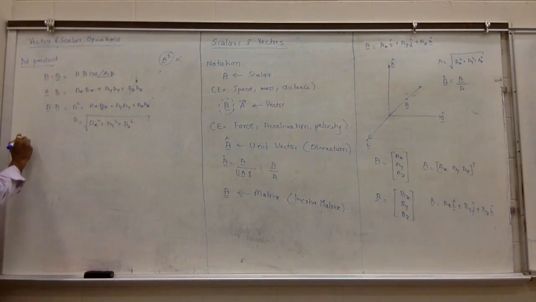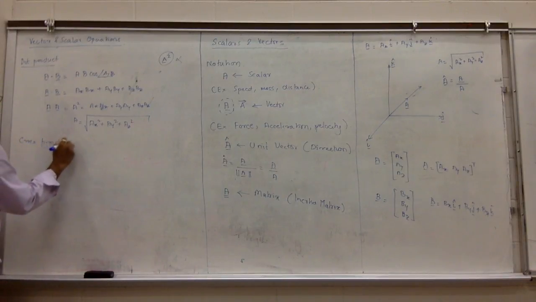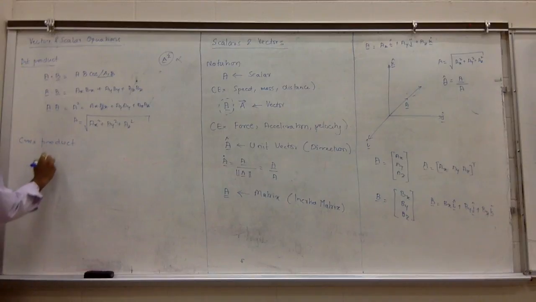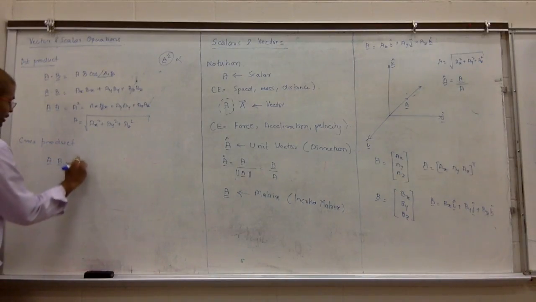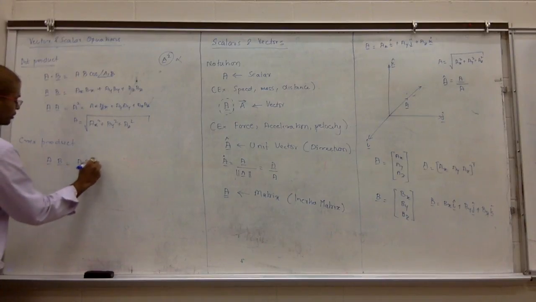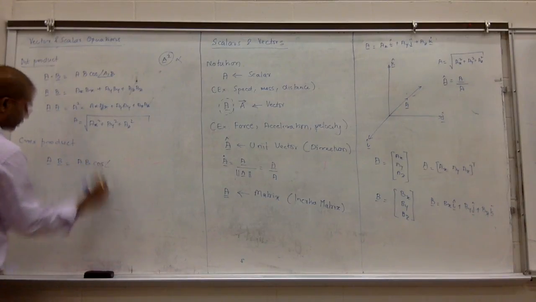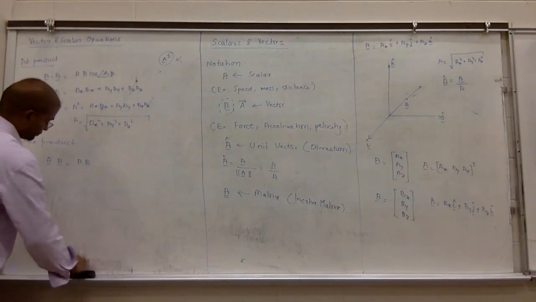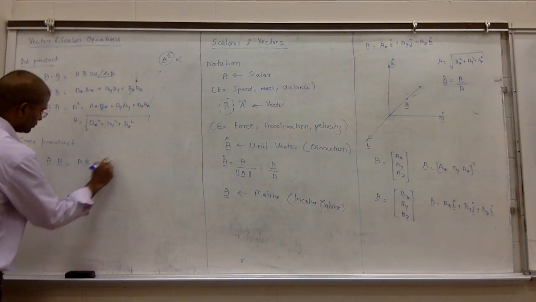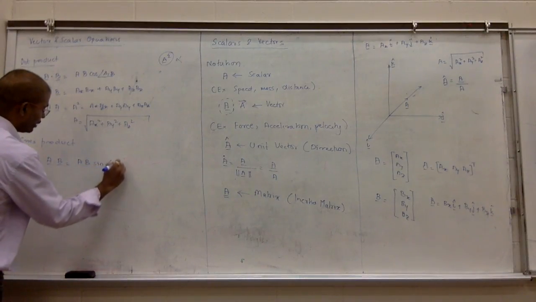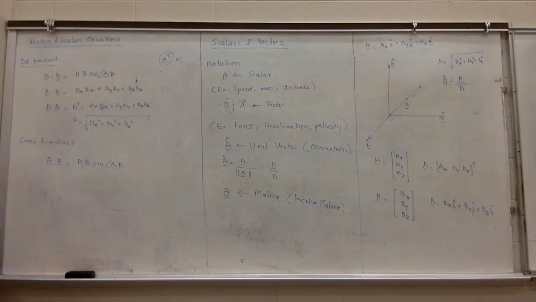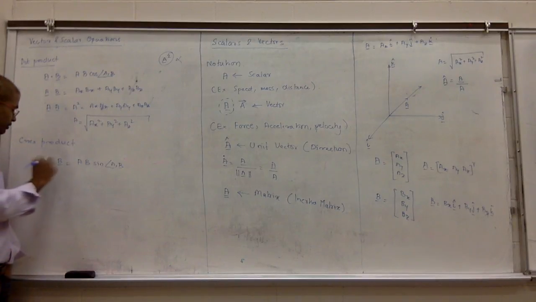Now similarly, cross product is defined as A cross B is equal to, again, A B sine of the angle between A and B, and what you need is a vector. You need a vector. So this is the cross product.